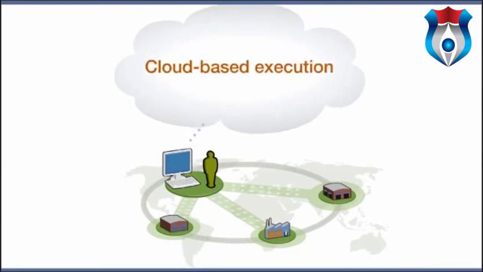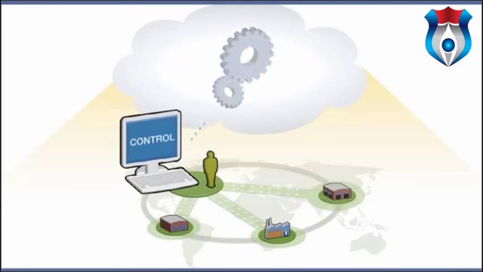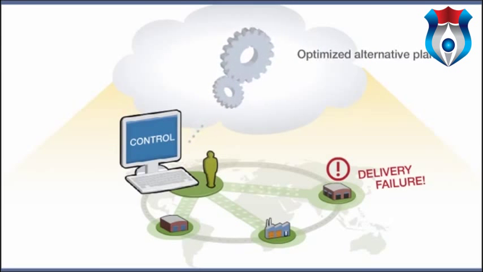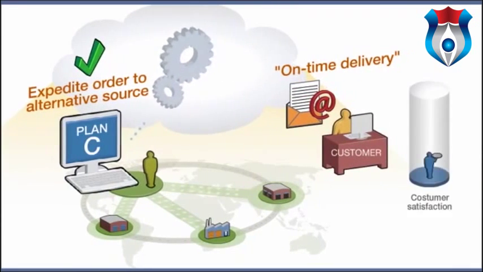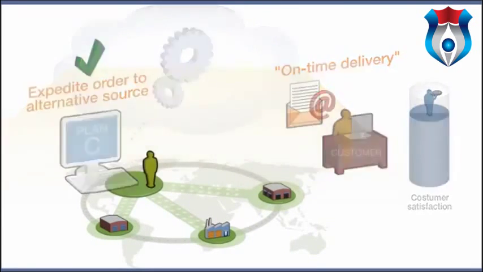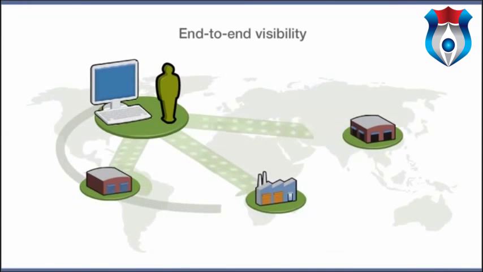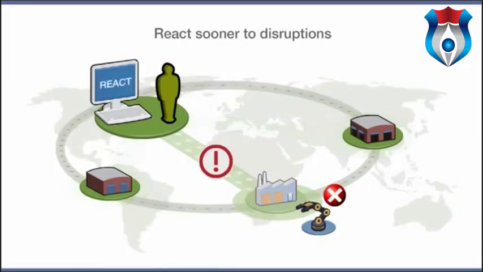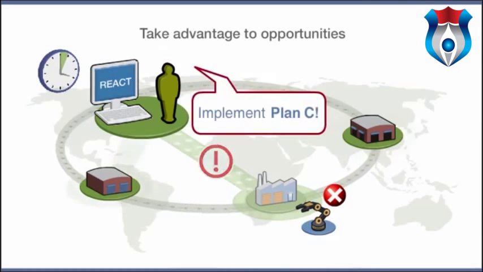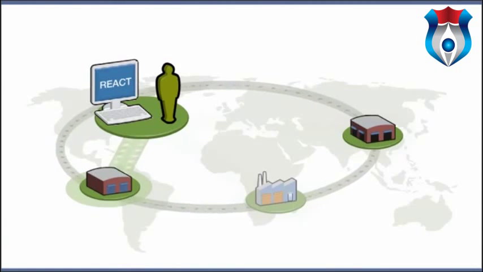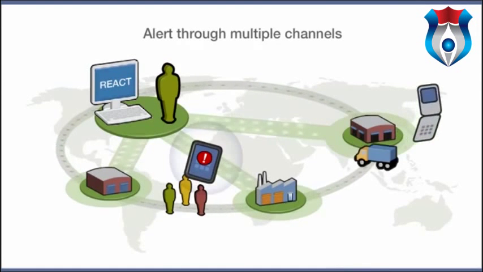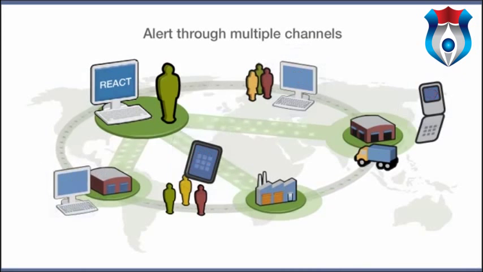Meanwhile, IBM cloud-based execution solutions give you control over normal day-to-day processes to fulfill orders, manage inventories, and move products. And in response to certain kinds of disruptions and demand volatility, you can have the optimized alternative plan execute automatically. In any case, with end-to-end visibility, you always have the ability to react sooner to disruptions or take advantage of opportunities. To ensure quick reaction, executing processes can be set to trigger alerts through multiple channels when things go wrong.